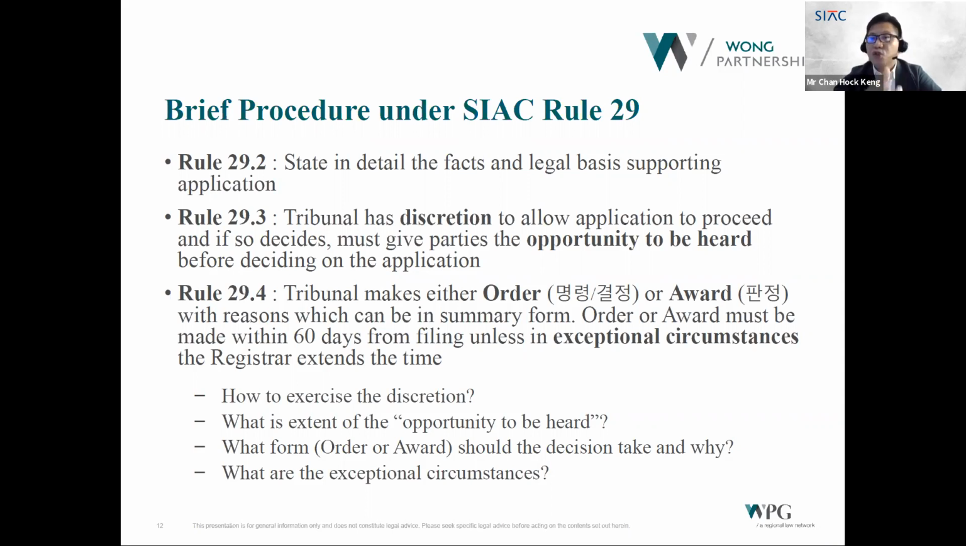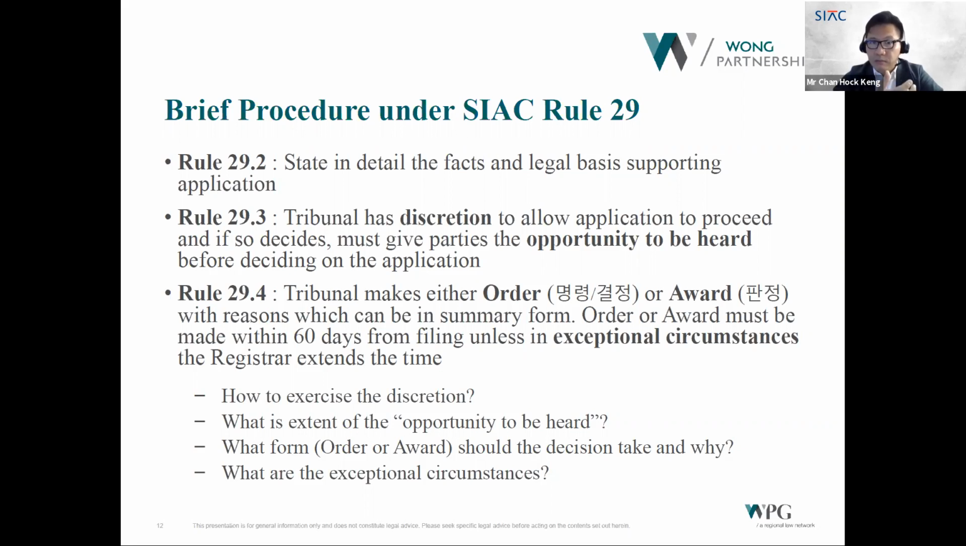Then there's the issue whether the respondent should be allowed to say why it is not suitable before the tribunal decides. It will depend on the tribunal whether they want to give the respondent a chance before they exercise the discretion, or they can go straight into the hearing itself. I would suggest that a more careful tribunal would allow the respondent to make a very quick response on whether it's suitable or not. That will help them decide, rather than just hearing one side of the coin. And Rule 29.4 also makes clear that a tribunal has the option to either make an award or an order, and reasons can be in summary form.